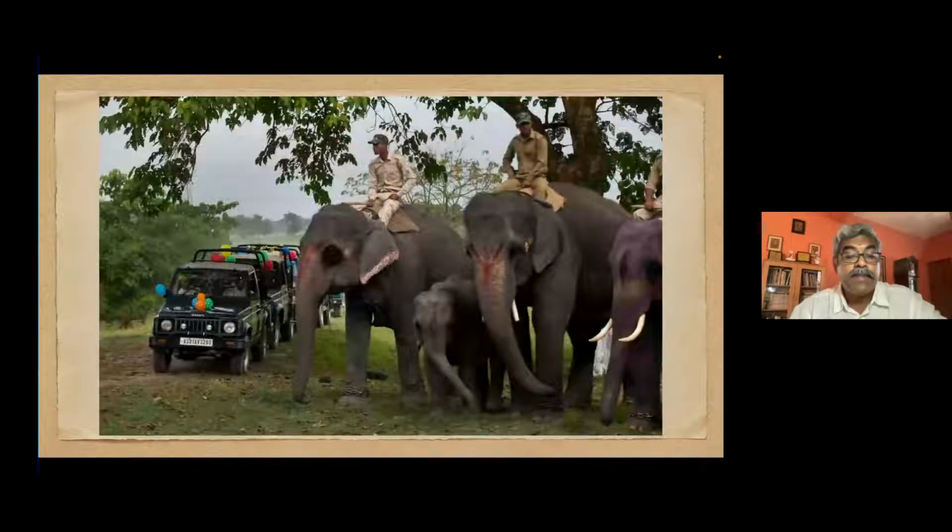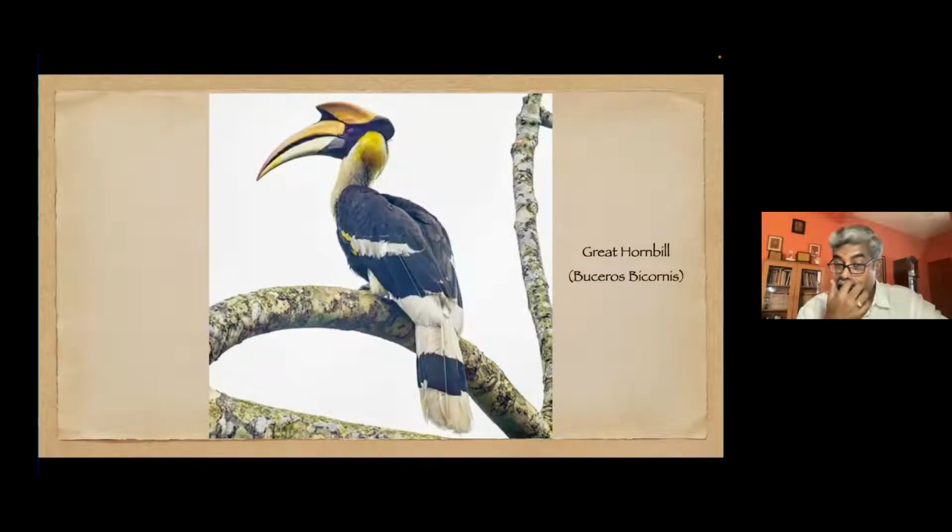Here they have recently restarted the elephant and jeep safaris after a brief lapse of time. There is also a birders' paradise, categorized as an important birding area, where you can find 375 species of birds and more than about 500 species of migratory birds. The star attraction over here is the great hornbill, which is an endangered species.